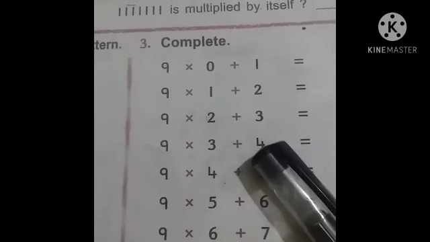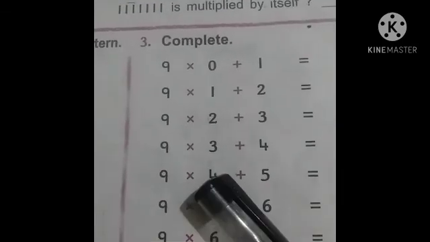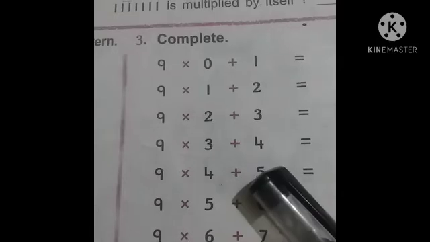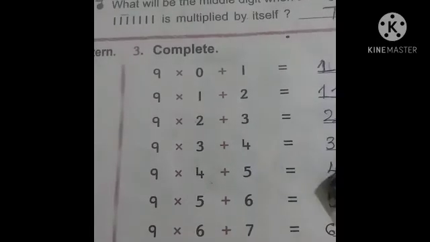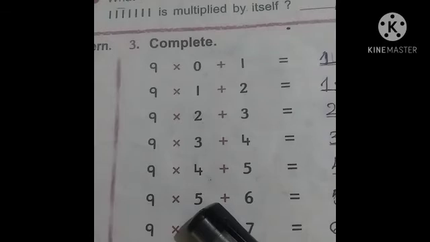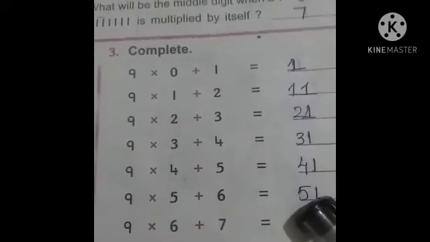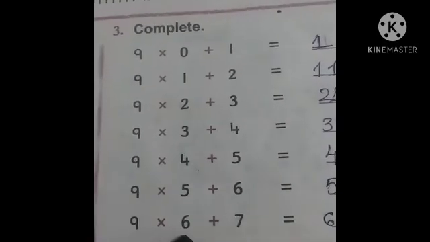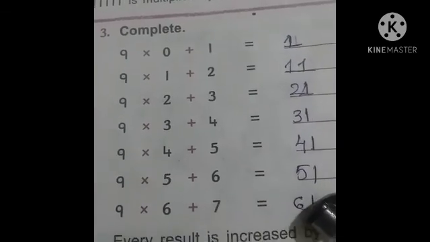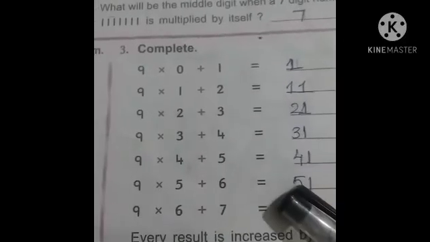27 plus 4, 31. 9 fours are 36. 36 plus 5, 41. Next, 9 fives are 45. 45 plus 6, 51. 9 sixes are 54. 54 plus 7, 61. What do you observe here, children?